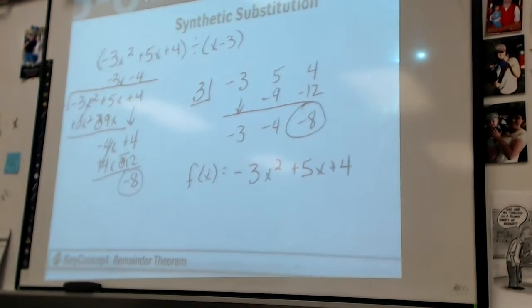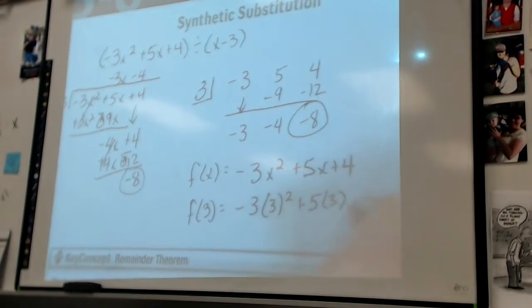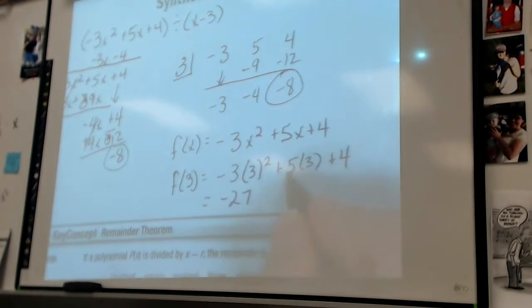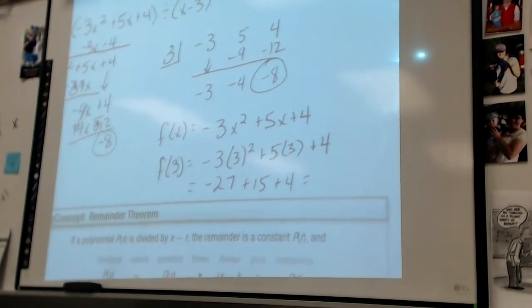Plug in 3 for x, right? So I'd find f of 3, which means you'd plug in 3 where you see x. Then this would be 3 squared is 9 times negative 3 is negative 27. 5 times 3 is 15, plus 4. And somebody tell me what that is. Negative 27 plus 19, basically.